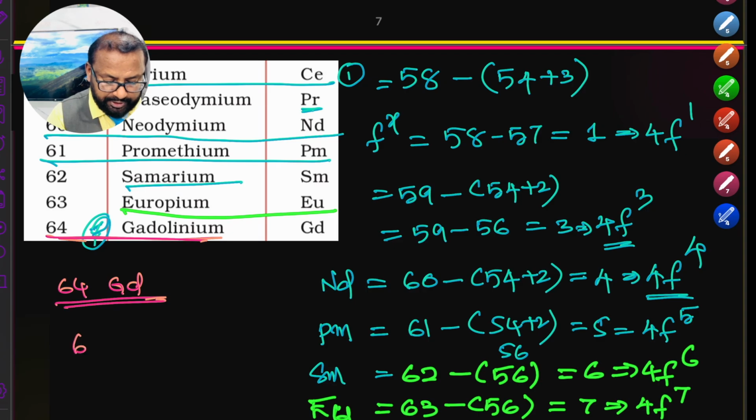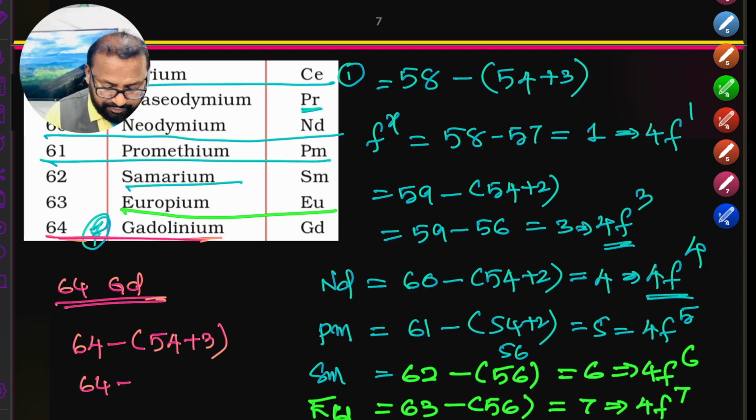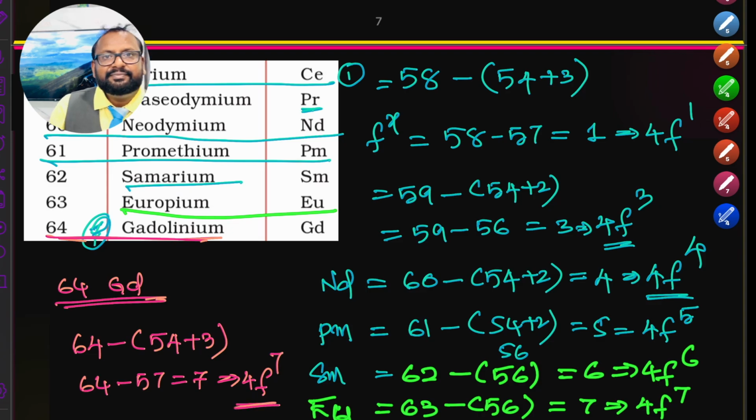So it should be 64 subtract 54 plus 3. So you have to subtract 57 for gadolinium. Why? Because there is one s or d electron. So this is nothing but 64 minus 57. So this also gives me 7. So that means it has 4f7 configuration. 4f7 configuration is there for gadolinium. Easy, you just subtract it.